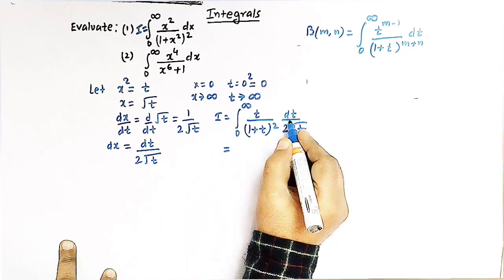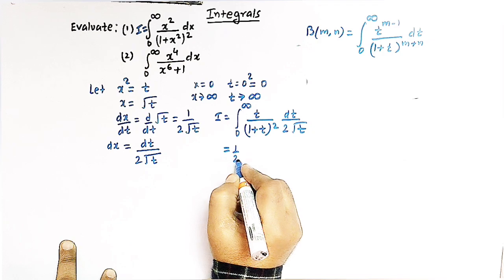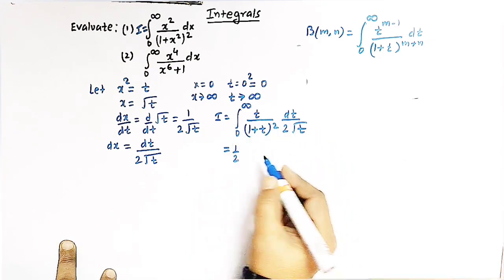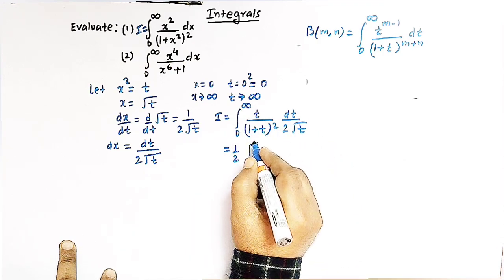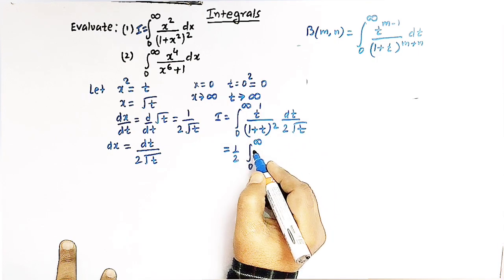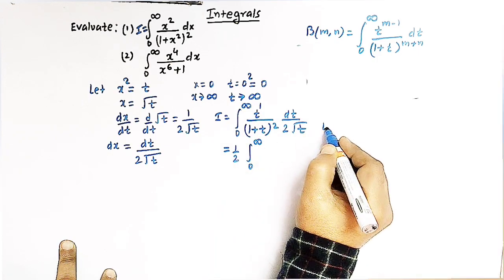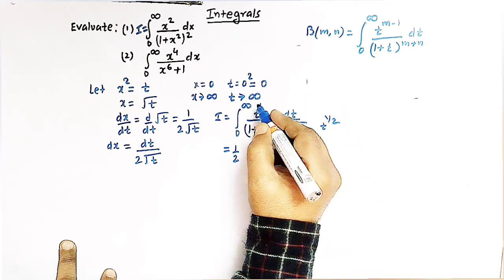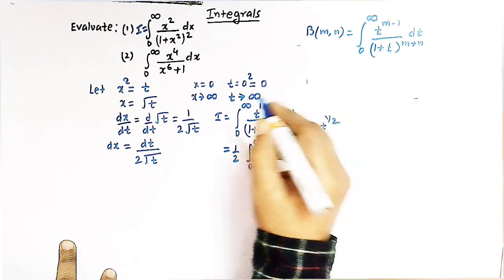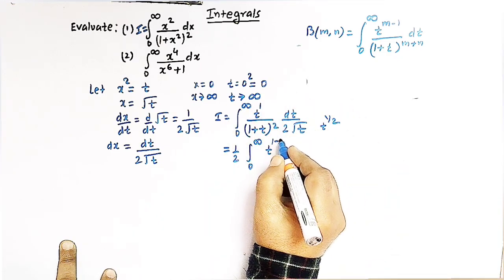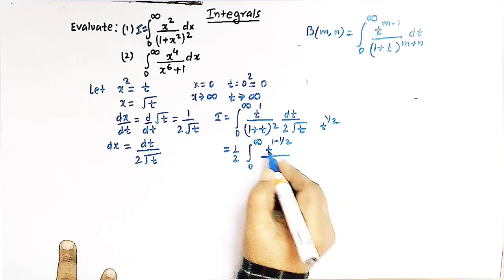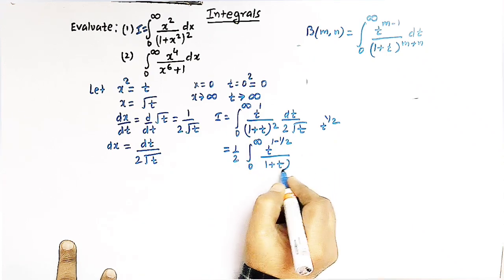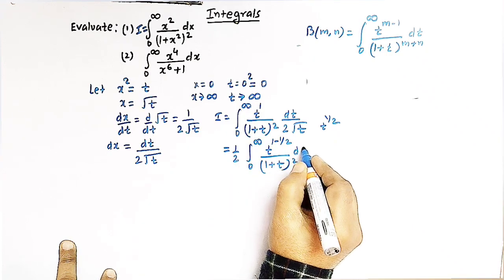So now let us rearrange the terms. We can take half outside the integral, and we have 0 to infinity. Here we have t raised to 1, and here we have t raised to half. So we can take t raised to half to the numerator, and applying the laws of exponents, we can write 1 minus half, and here we have 1 plus t raised to 2 and dt.